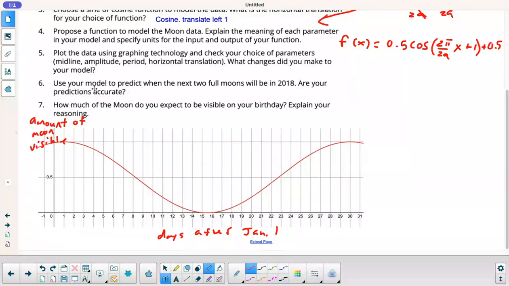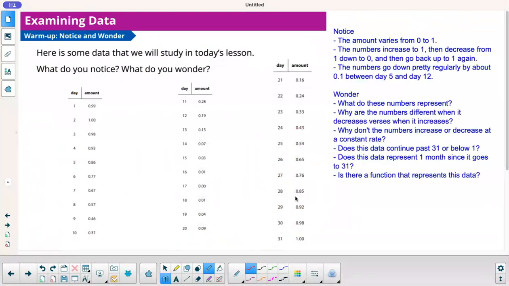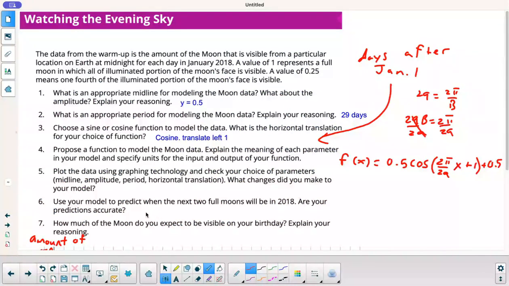Let's see here. Number 6. Use your model to predict when the next 2 full moons will be in 2018. Are your predictions accurate? So I had it on the 31st, so I'd have to count 29 days from then. So March 1st, because there's 28 days in February, so that would be March 1st, and then another 29 days would be March 30th. Are your predictions accurate? Maybe check a calendar from 2018. Look at your full moons. I'm not going to do that right now for the sake of time, but if you want to, go for it.